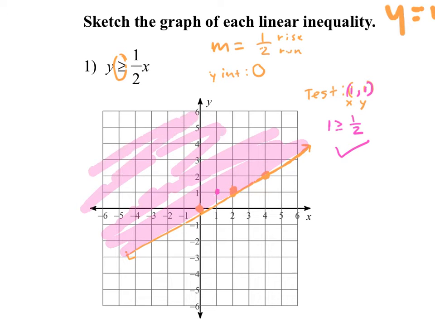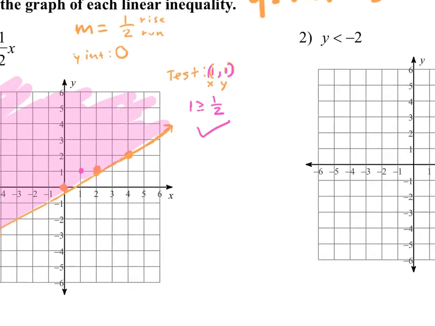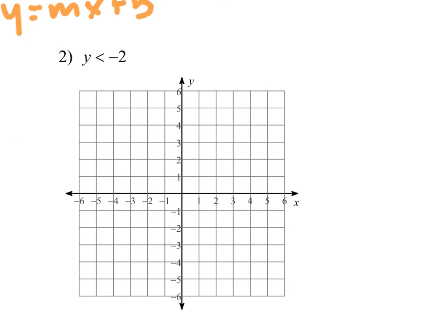Any questions on number 1? Let's go to number 2. So here we have y is less than -2. We have that y all by itself, so that's our first step.